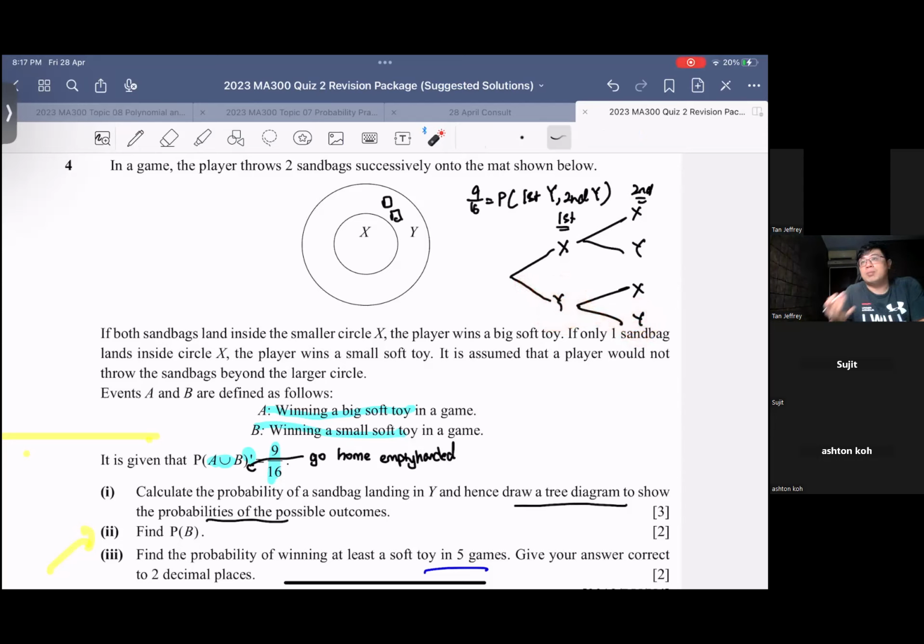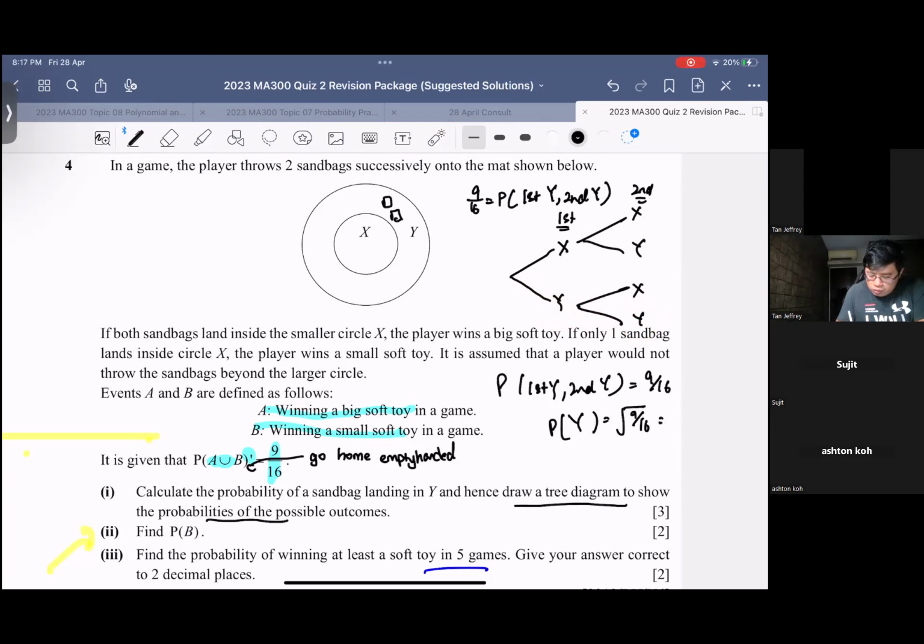So the probabilities are the same because the throws are independent. The sandbags are independent. If I say first throw Y, second Y, the probability is equal to 9 over 16. Can I also say that each time I want to throw a Y, it's actually the square root of 9 over 16, which is 3 over 4? So what I'm getting here is 3 over 4, and 3 over 4. 3 over 4 times 3 over 4 gives you 9 over 16.